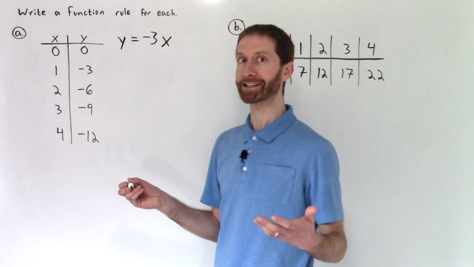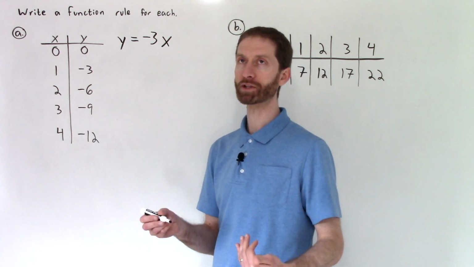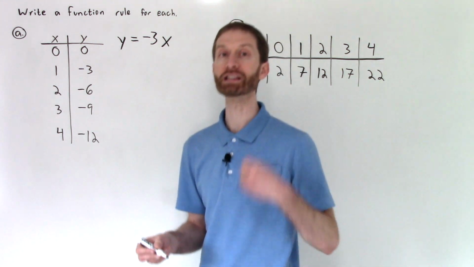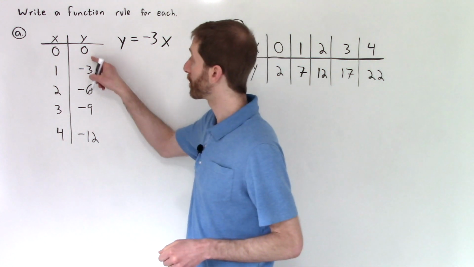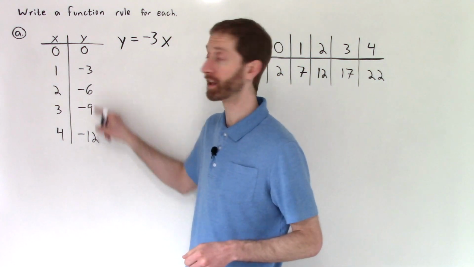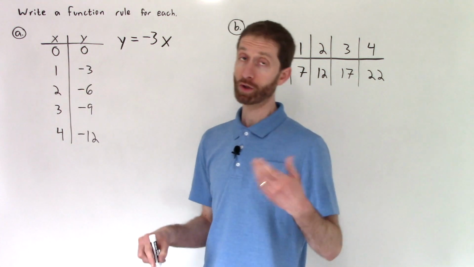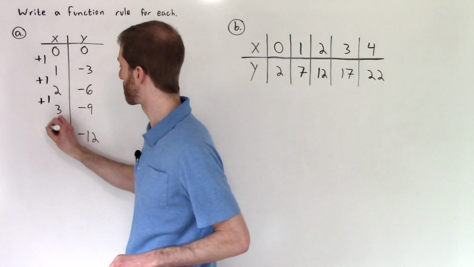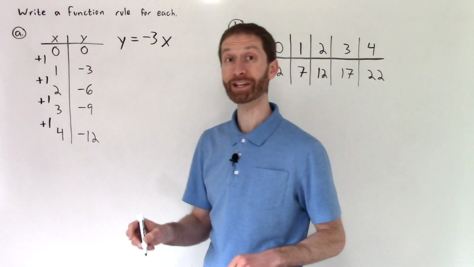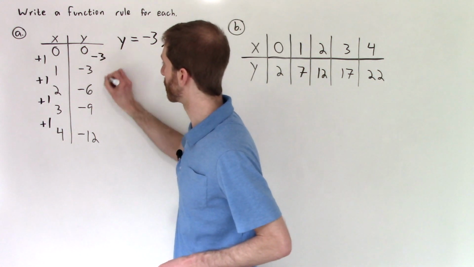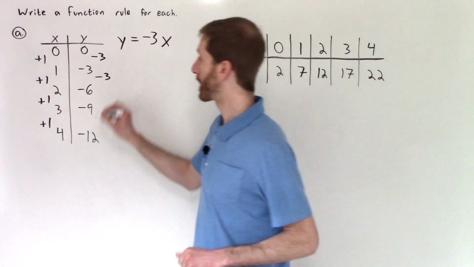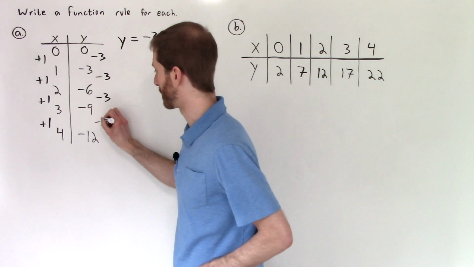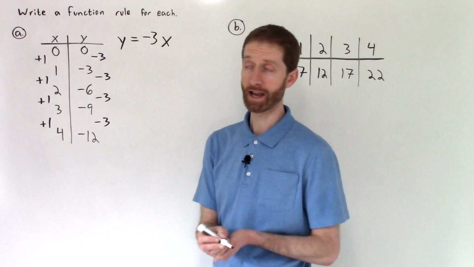Or if you're having a little trouble seeing that, because you might be looking at me like, Mr. Groden, I have no idea what you just did, that's fine. We can investigate the differences between every next value in each column, Y being a column and X being a column. The X values go up by 1s, so every single X value goes up by 1. And every single Y value goes down by 3, right? 0 to -3 would be a subtraction of 3. -3 to -6, down 3. -6 to -9, down 3. -9 to -12, again, down 3.